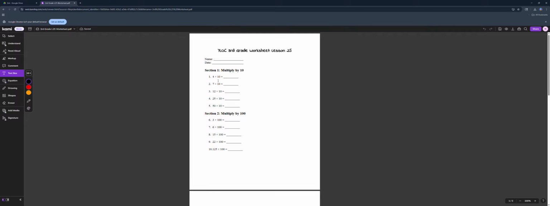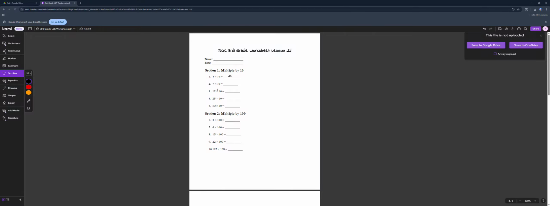So for number 1, we have 4 times 10, and the easy way to do this when you're multiplying by tens or hundreds, like something that ends with a 0, is you could just put the 0 in front of the number you're multiplying. So if you do 4 times 10, like we have 4, right? You could just put the 0 in the front, and then you get 40.